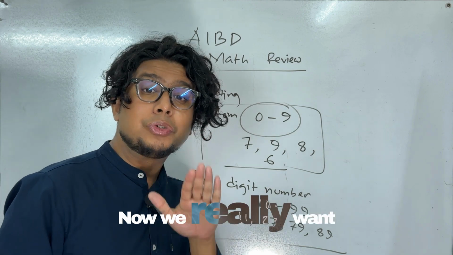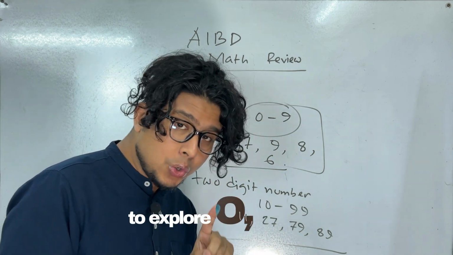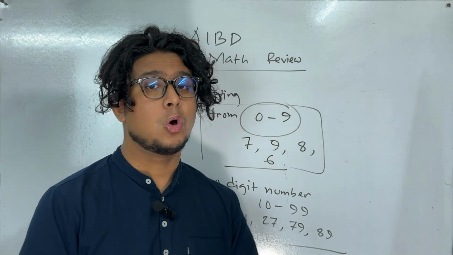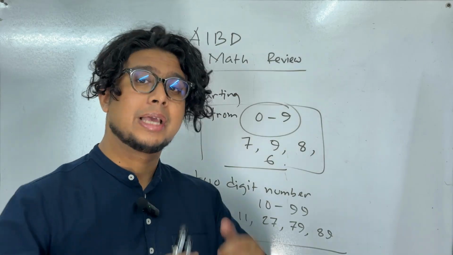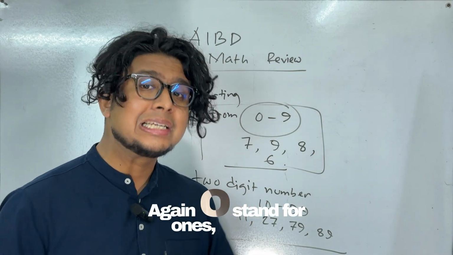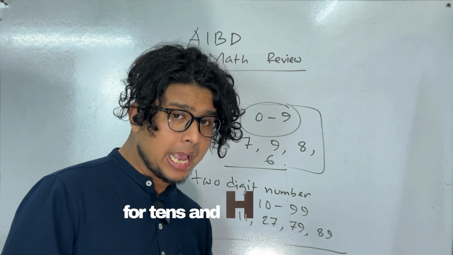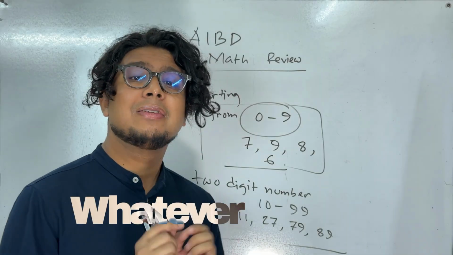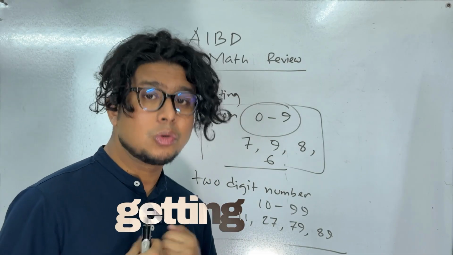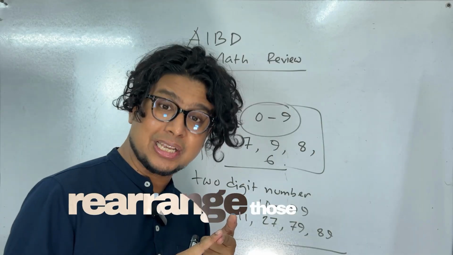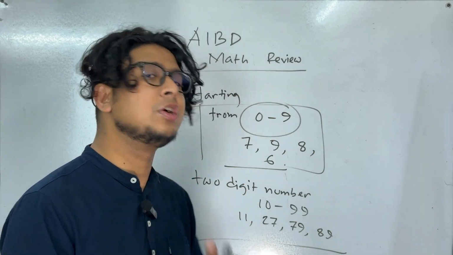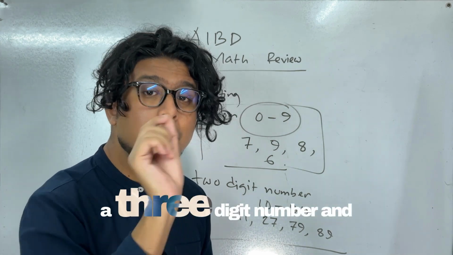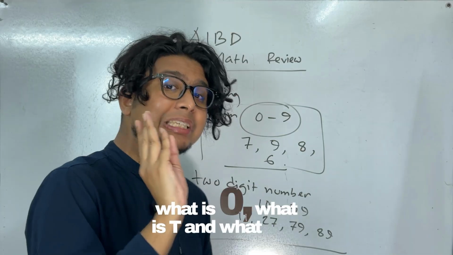Now, we really want to explore O, T, and H. What is T and what is H? O stands for ones. Again, O stands for ones. T stands for tens, and H stands for hundreds. The logic is very simple. Whatever digits we are getting, we need to rearrange those into O, T, H. Firstly, we need to write a three-digit number and point out what is O, what is T, and what is H.